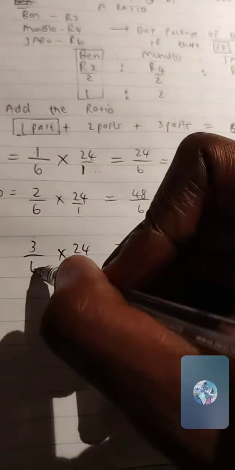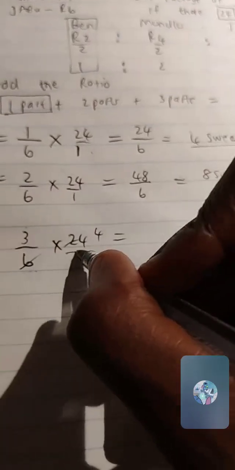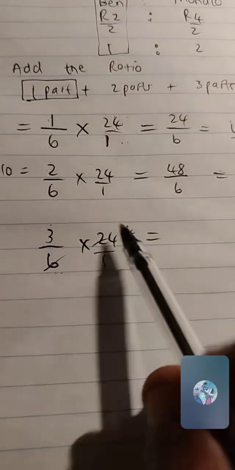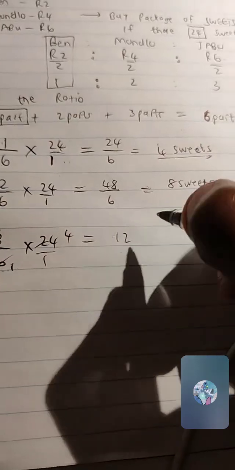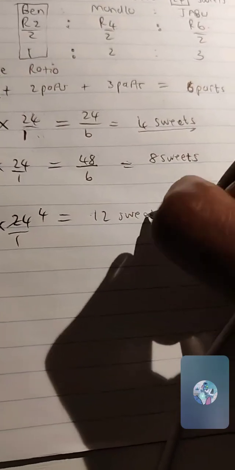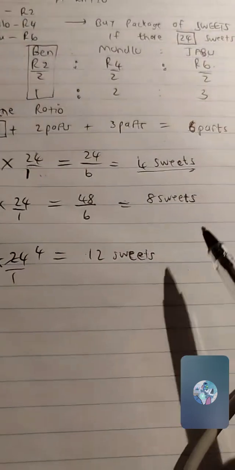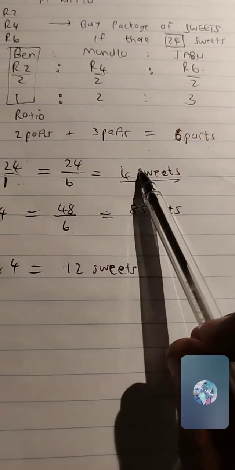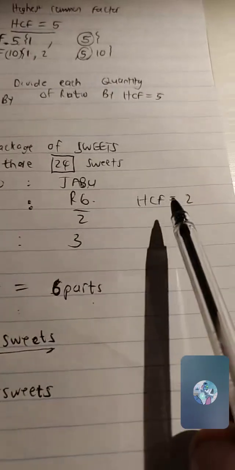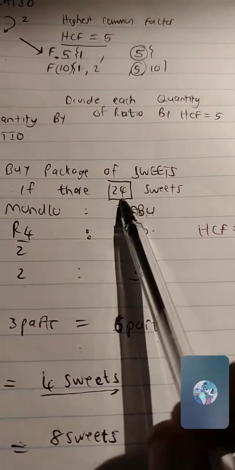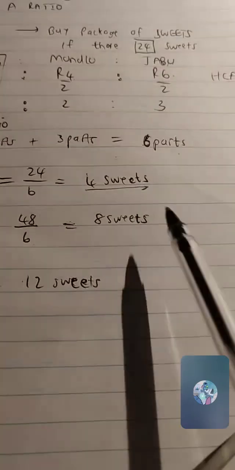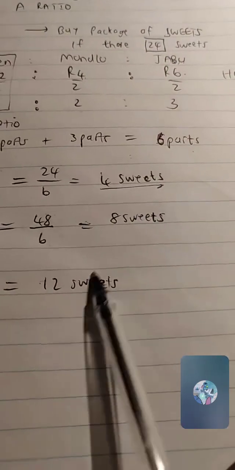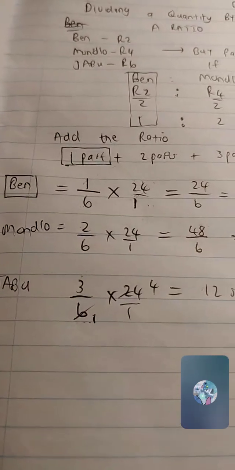6 goes into 24 4 times. That's just another way of calculating this. 6 goes into 24 4 times, 6 goes into 6 once. 3 times 4 is definitely going to give us 12 sweets. So when you look at your sweets in total and add them, it should give you back the total number of sweets that had been bought in that package. Because if this does not add up to that number of sweets, then it would mean that there is something we've done wrong in our calculations.